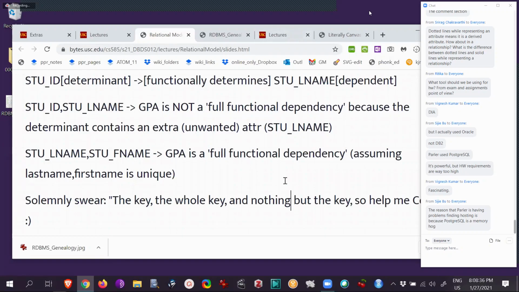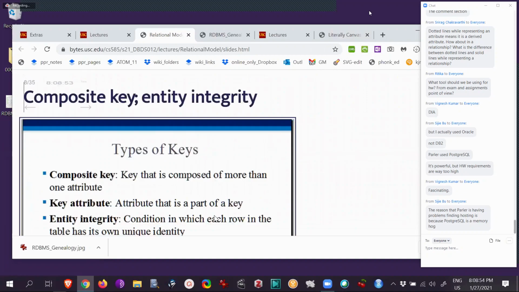Cool. Like a Venn diagram, right? You've got a little circle, you've got a square. Tell the whole circle. Tell the whole truth. Not a part of the truth, not something else. Just the circle. In other words, don't take anything out, and don't add any new stuff. Whole circle, please. Okay, so composite key, you already know.